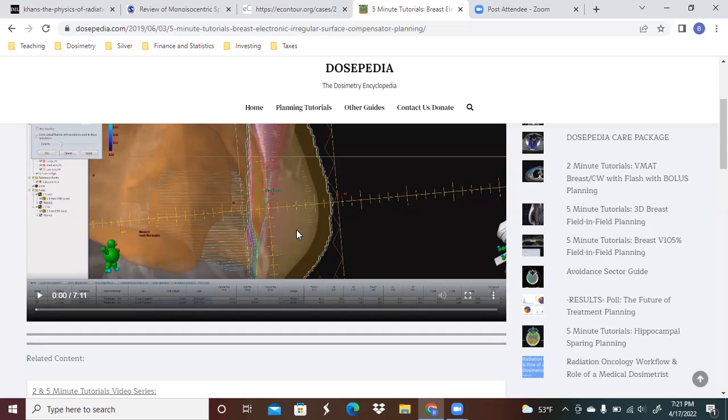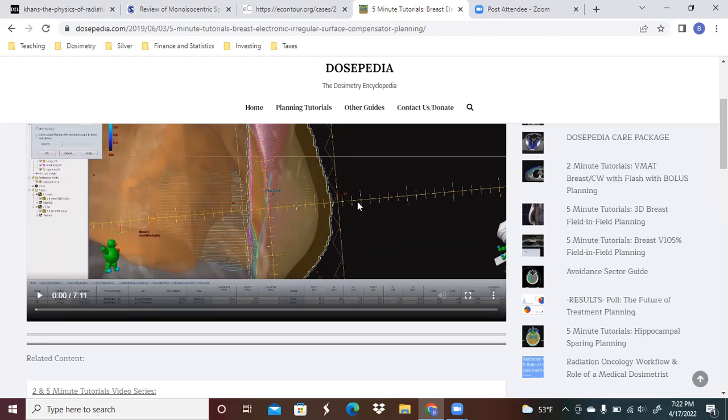This is really quite fascinating. If you get a chance to look at this tutorial on Dosepedia, or actually go through and watch a dosimetrist put this together, I would encourage you to try to do that because it gives you an idea of what's going on.